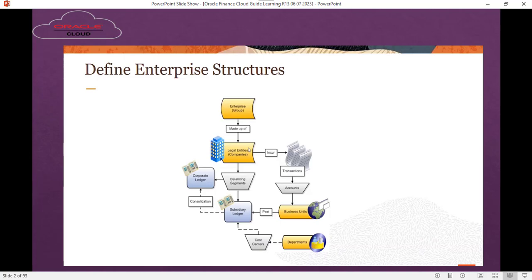So we are going to be looking at configuring an enterprise structure using functional setup manager, and we are going to look at various tasks that need to be completed, and most of that is going to be done within the rapid implementation spreadsheet.